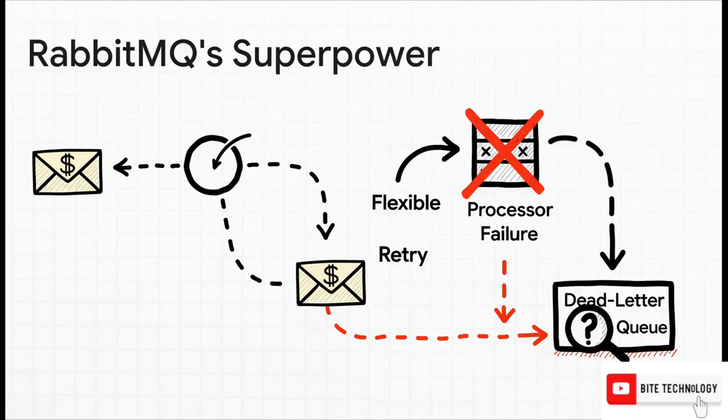But RabbitMQ has its own superpower, managing complex, critical workflows where you cannot lose a single message. Think about something like payment processing. You need absolute guarantees. RabbitMQ gives you that with flexible routing, automatic retries if a service fails, and something called dead letter queues, which is basically a special inbox for messages that keep failing, so a human can look at them later. That level of reliability is non-negotiable when there's money on the line.